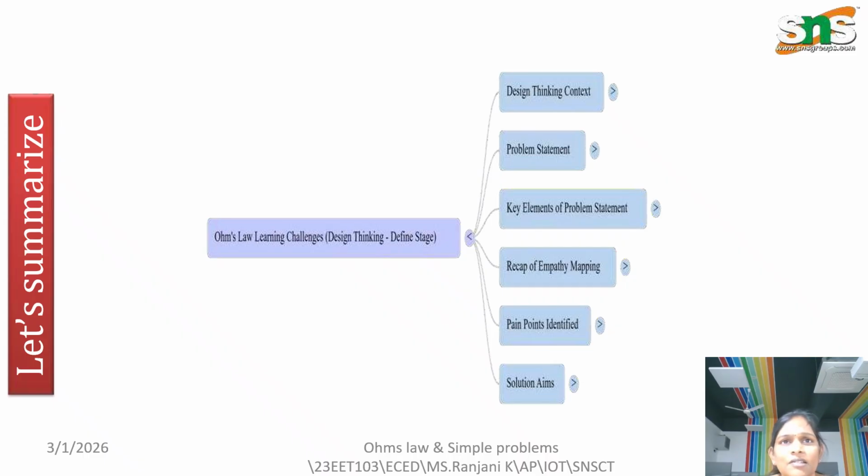Let us summarize. Ohm's law relates voltage, current, and resistor. The formula is V equals I times R. We saw the Ohm's triangle, which helps to rearrange the formula and solve numerical problems. And it helps in real-world circuit design.